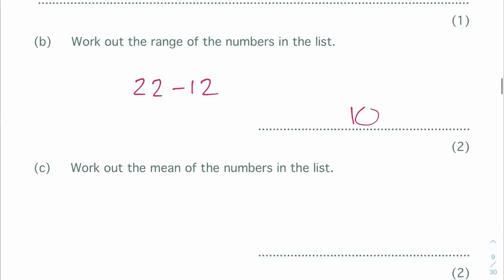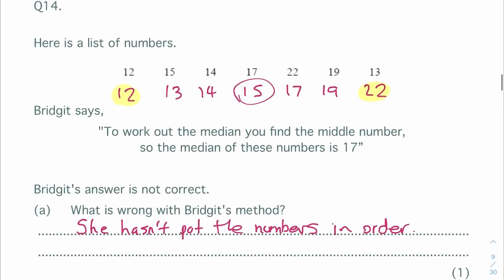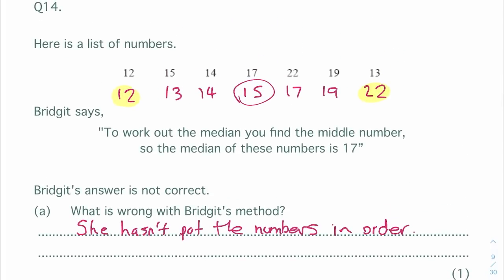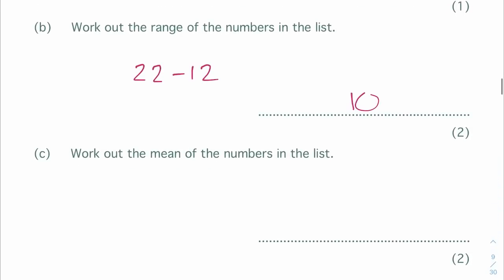And then for the final part here, it says work out the mean of the numbers in the list. So to work out the mean, we want to add all of the numbers together. So I'm going to add them all up. I'm going to use the ones I've done in order. So 12 plus 13 plus 14 plus 15 plus 17 plus 19, and add 22 at the end. And that adds up to 112. So 112 is the total.